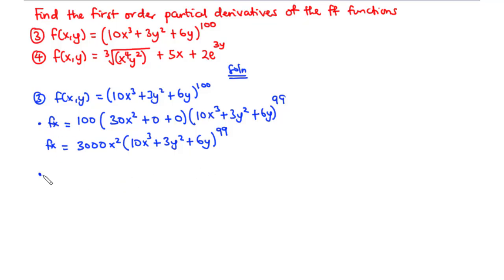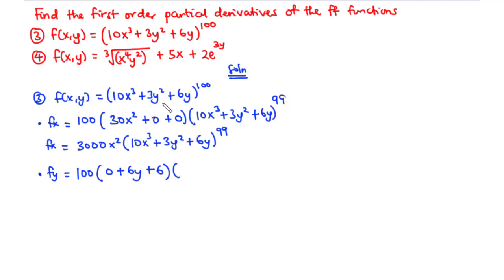Let's move on to fy. Also for fy, for this same function, we are going to drop down the exponent. We differentiate this with respect to y. So this goes to 0. This is a constant. We differentiate this, we have 6y. We differentiate this, we have 6.